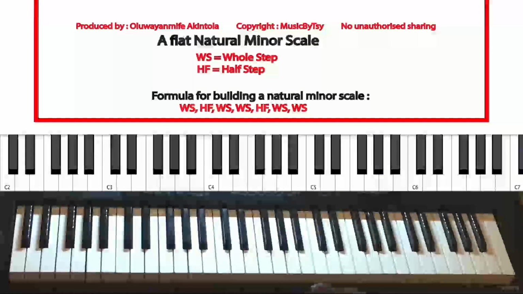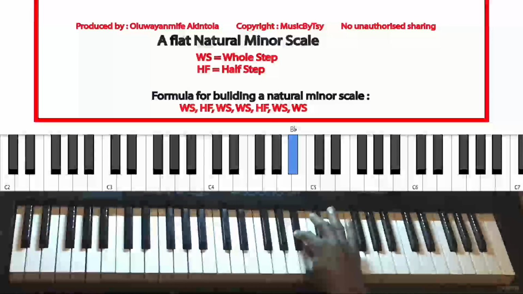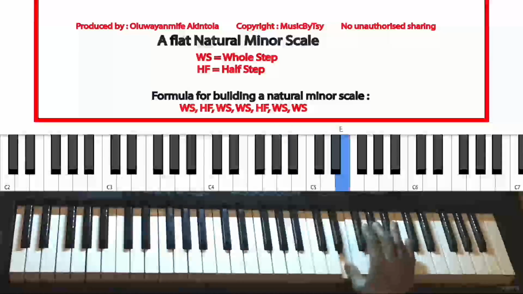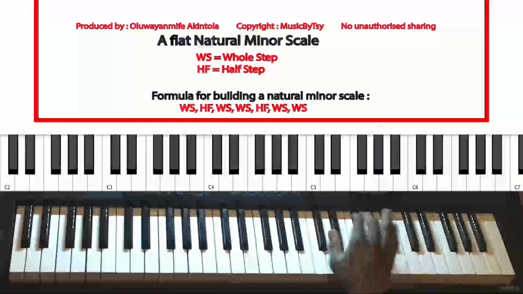So yeah, let's do that. So starting from the key of A flat. See that? So that is the A flat natural minor scale. Let's do that again.